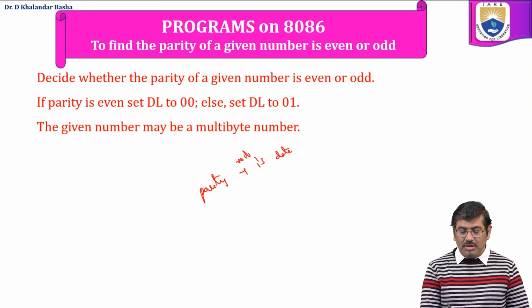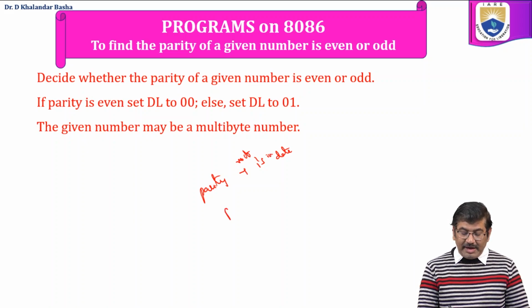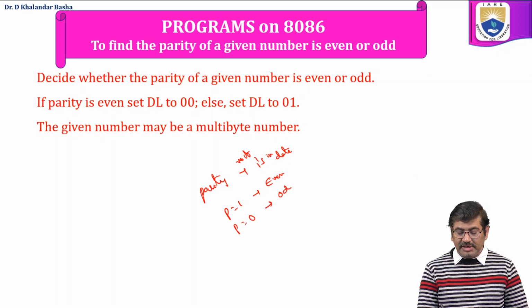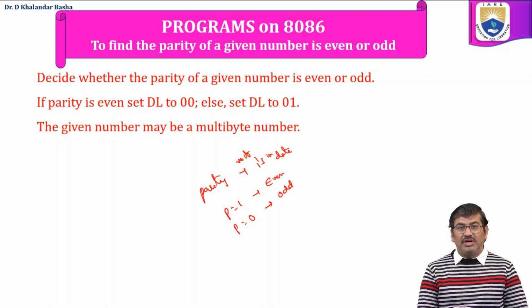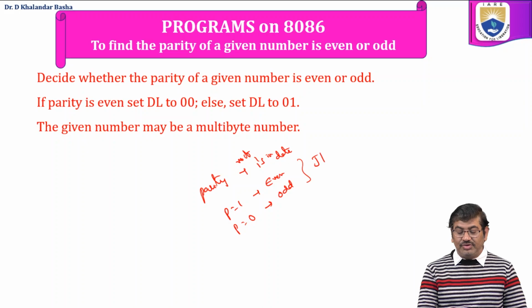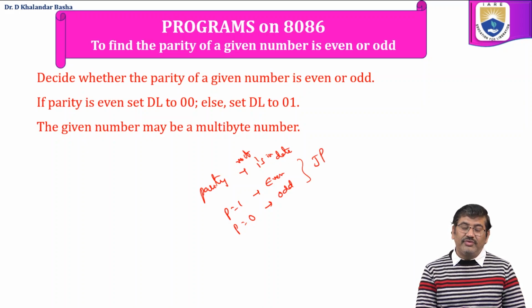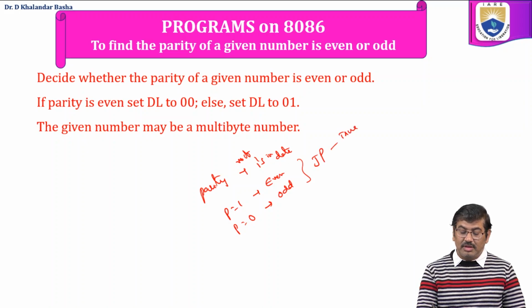Number of ones in the data. If the parity bit is equivalent to 1, it indicates even parity. If the parity bit is equivalent to 0, it indicates odd parity. So we just check the parity bit, whether it is 1 or 0. For that we use the instruction JP. When this condition is true, it indicates even parity; the false case is for odd parity.